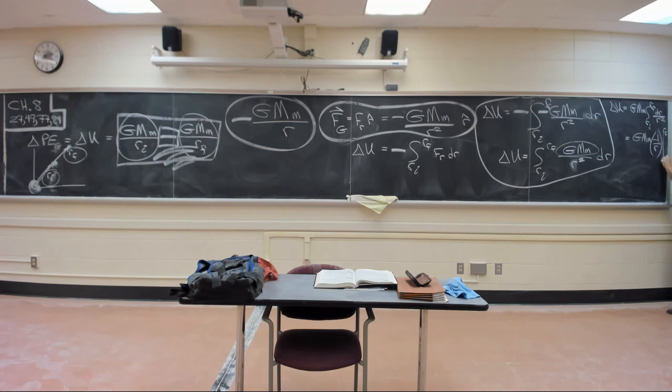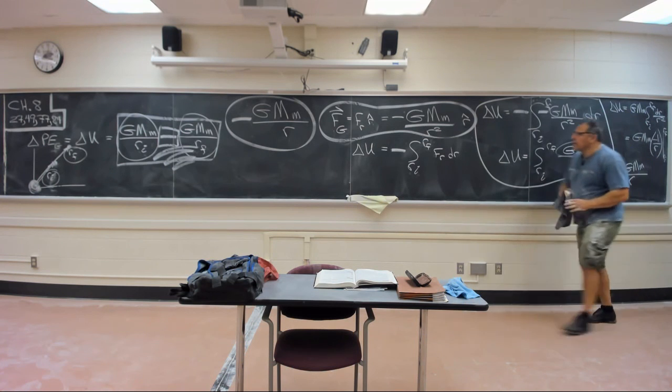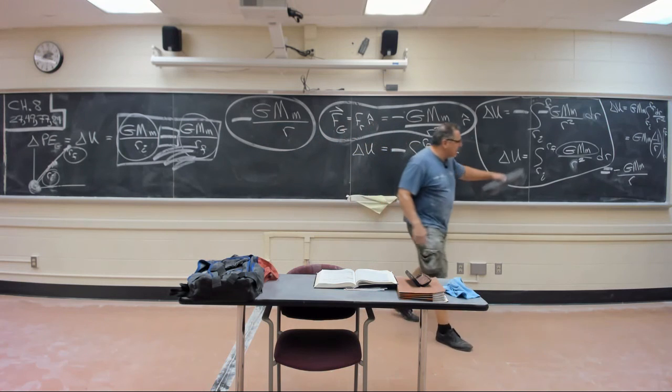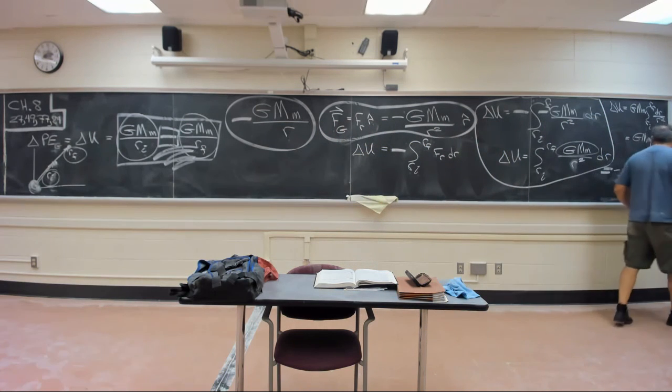Here's our f, ladies and gentlemen. Here's our I. Let's evaluate it. Well, first of all, time out. Put that negative right here. Put the r right here. Negative G big M small m over r. Yeah, that's what we said. That's where they got it.